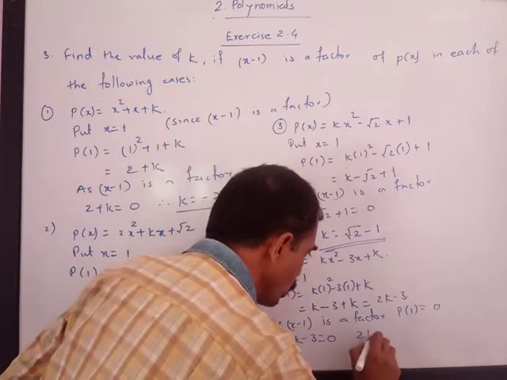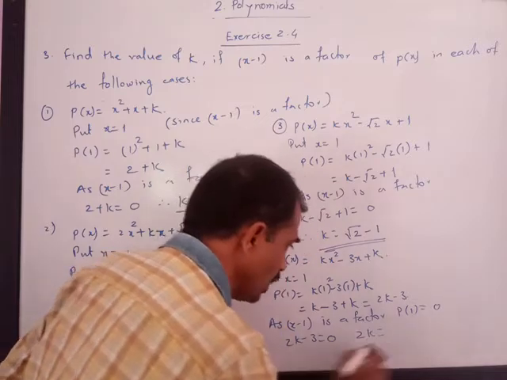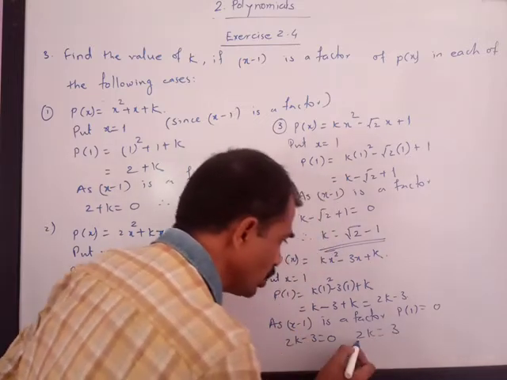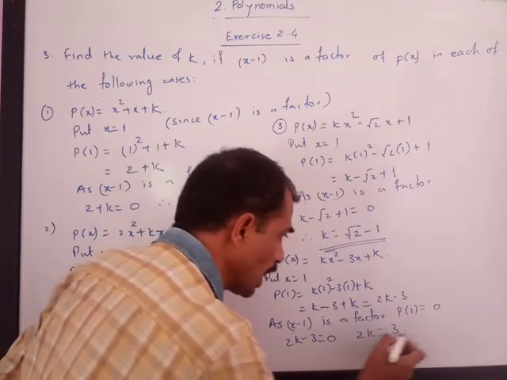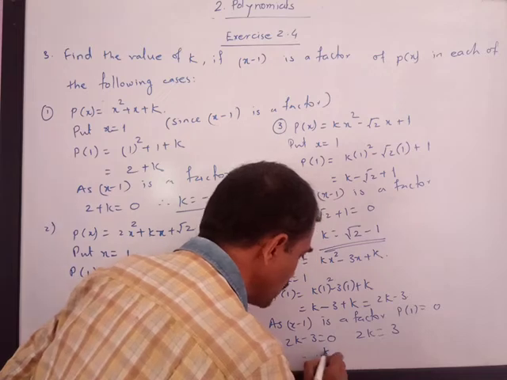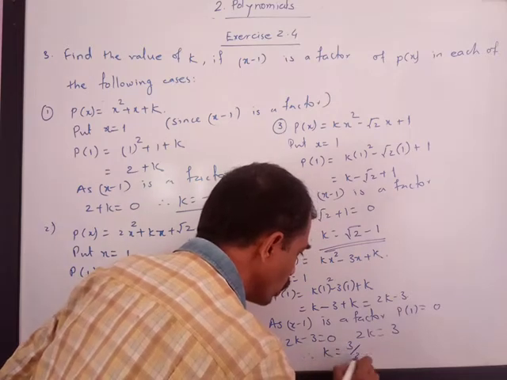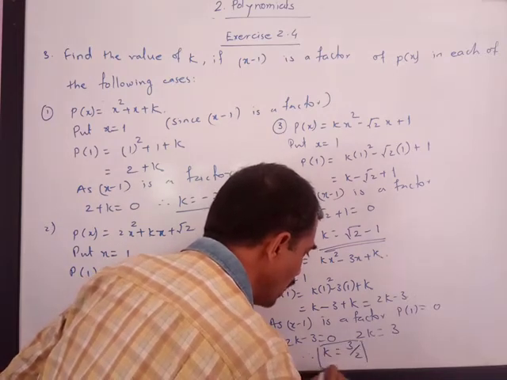It means 2k is equal to, change the side of the 3, it will become positive 3. And please note, this 2 is multiplying, so k is equal to, therefore k is equal to 3 upon 2. Please note, 2 will divide 3.